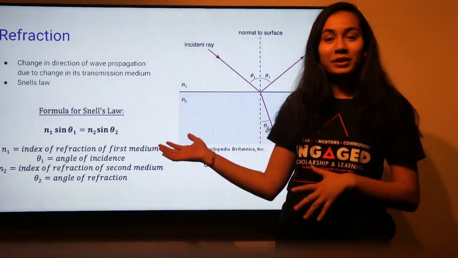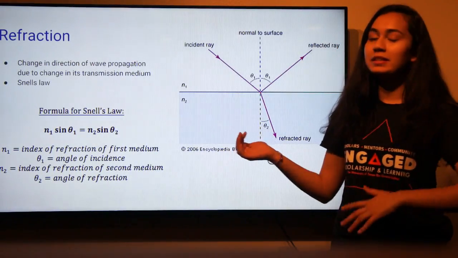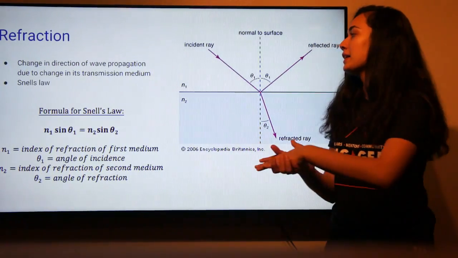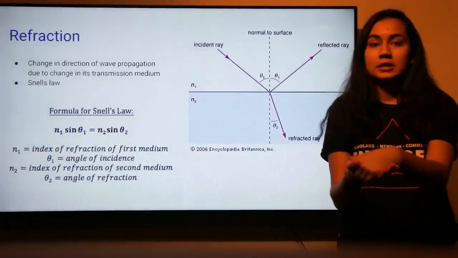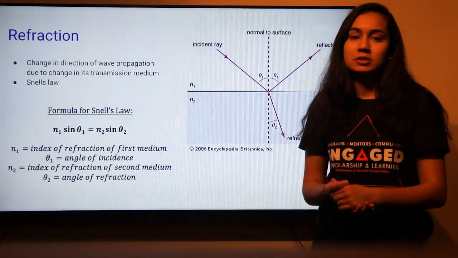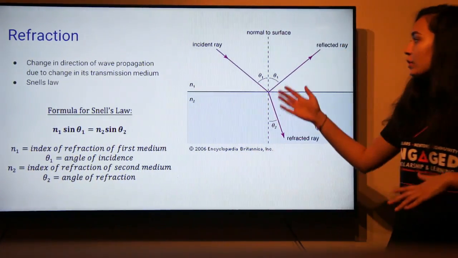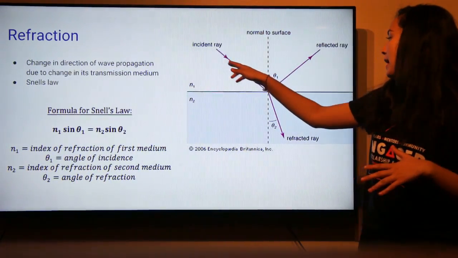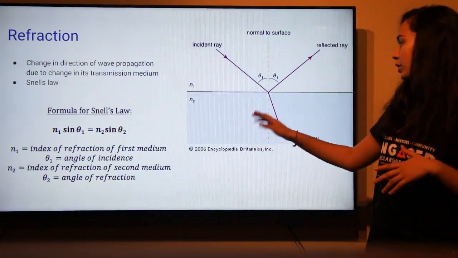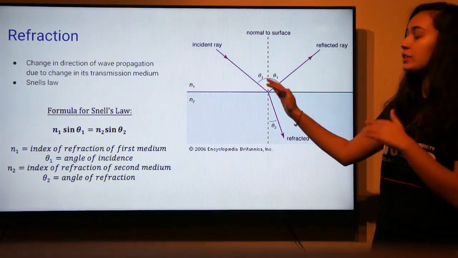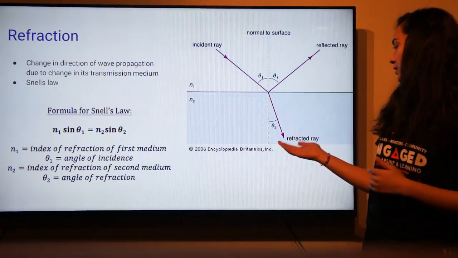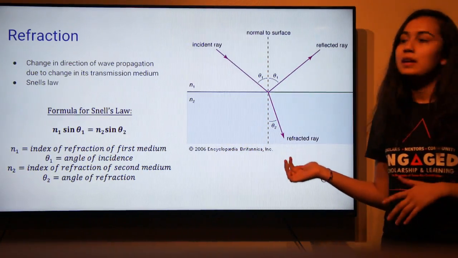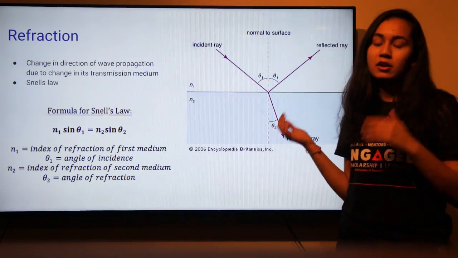Okay. So here we're going to talk about refraction. The definition of refraction is a change in direction of wave propagation due to its change in transmission medium. For example, if you look at this picture, you have an incident ray coming from an object. As it passes from one medium to another, it gets refracted into a different direction, and this becomes the refracted ray.